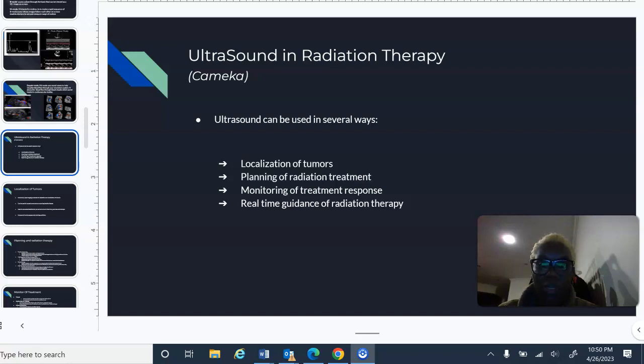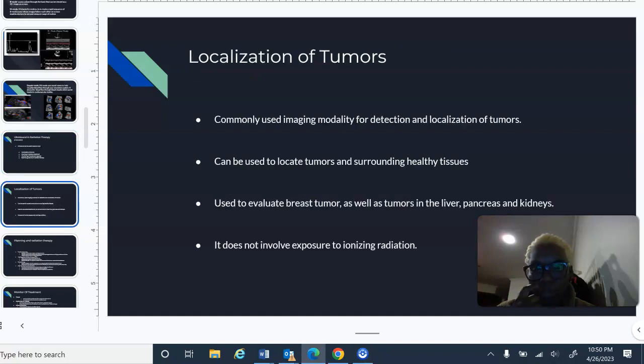Today I'm going to be presenting the usage of ultrasound in the radiation therapy field. Ultrasound can be used in several ways: localization of tumors, planning of the radiation treatment plan, monitoring of the treatment response, and real-time guidance of the radiation therapy.